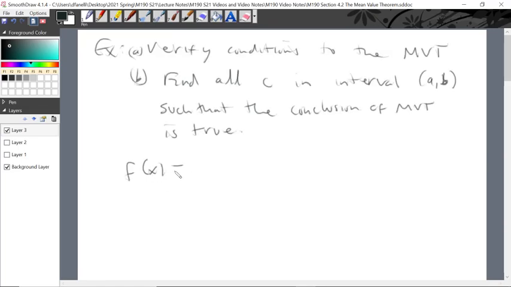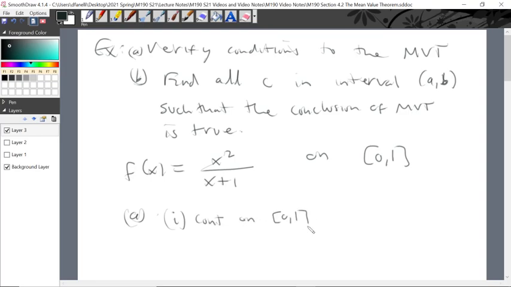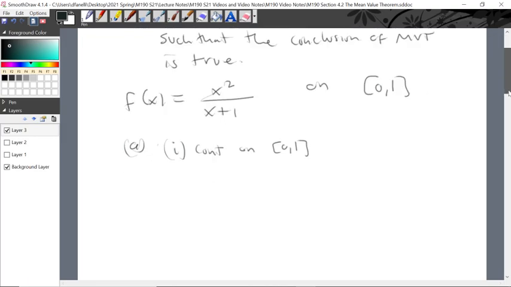f of x is equal to x squared over x plus 1, on the closed interval from 0 to 1. So to start with, we have conditions. The first condition: is this continuous on the closed interval 0 to 1?